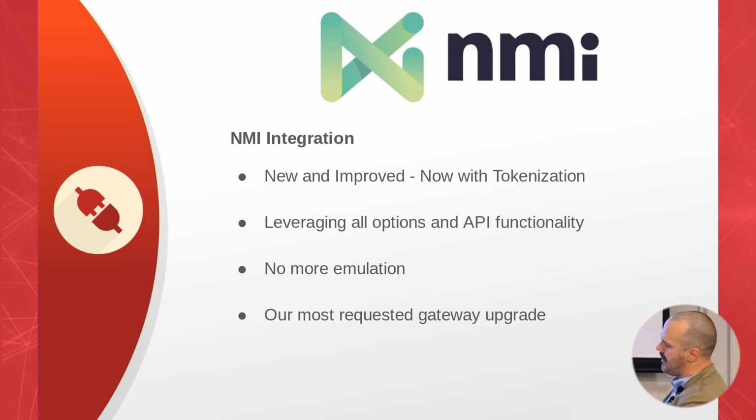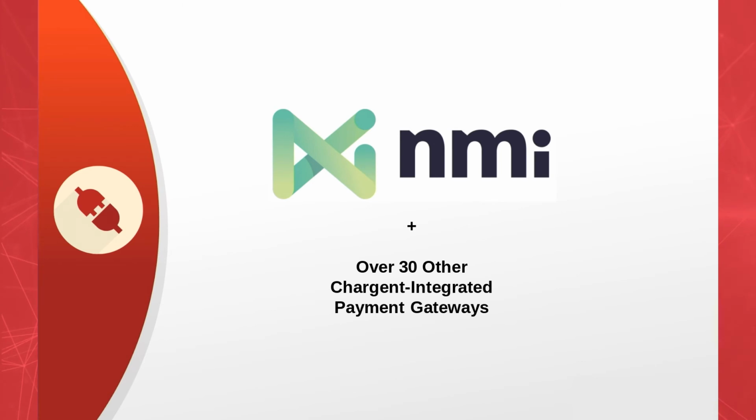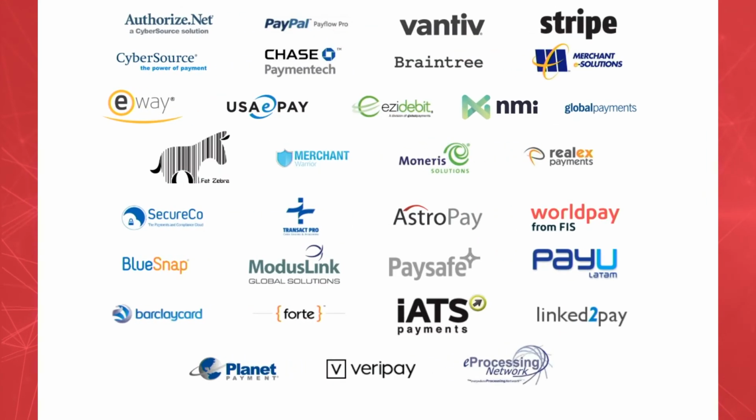So NMI, we developed a native NMI integration to leverage all of their options and their API functionality. We supported them before, but it was through emulation, and we previously didn't support tokenization. So this was our most requested gateway upgrade. So, tokenization, every transaction type you can imagine, charge, authorizations, refunds, all that is supported natively with NMI now. Well, apparently I listed these things before I showed you the slide, but there they are. So non-emulated NMI is now added to our 30+ gateway integrations, which looks something like this now. Again, this is kind of our bread and butter, right?